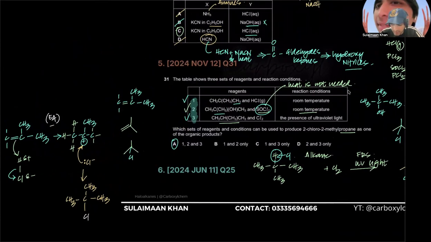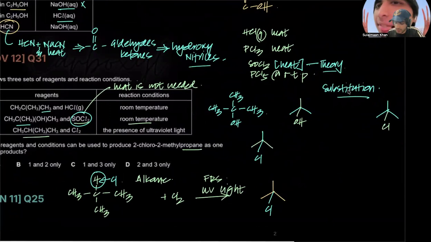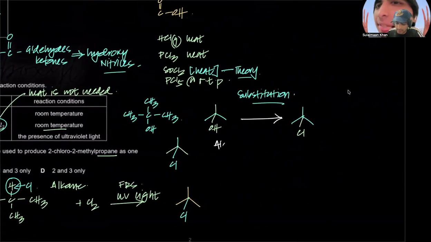Sir, is 2 correct? Yes, 2 is correct. Fatma, I literally explained 2 here. It's a substitution reaction. Remember how you went from alcohols into haloalkanes: SOCl2, PCl5 for chlorine, and for bromine.